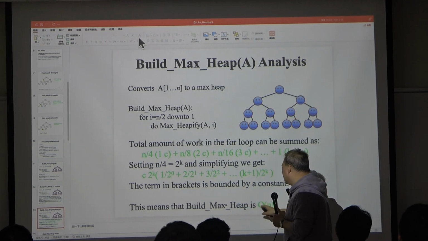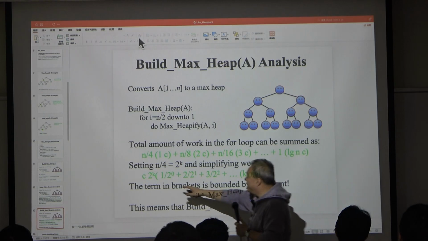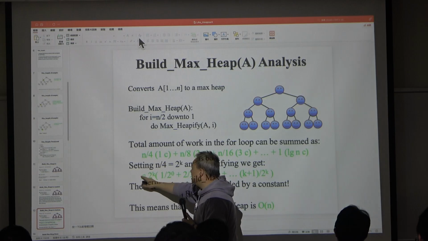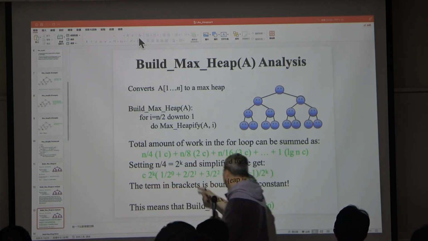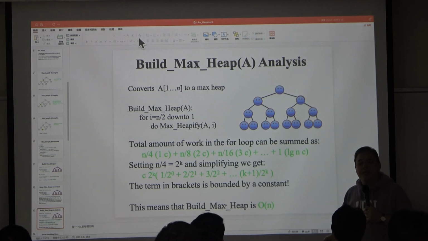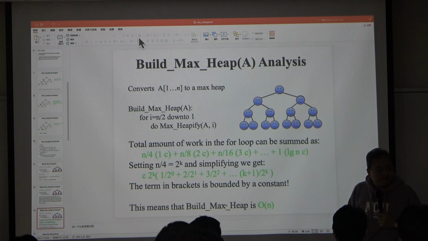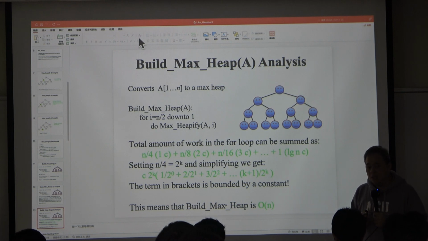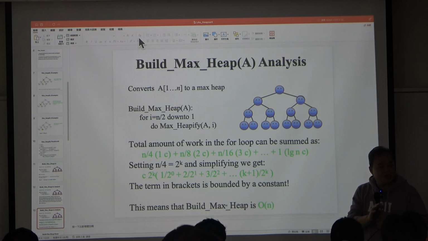Because this is bounded by a constant, the whole thing would be big O n. Because 2^k, as I said, represents n divided by 4, and c is a constant, so you don't count that. So it's basically big O n. So build max heap only takes linear time, and you are able to put the unsorted array into a max heap. Okay? So is it good? 大家可以接受哦。Okay.